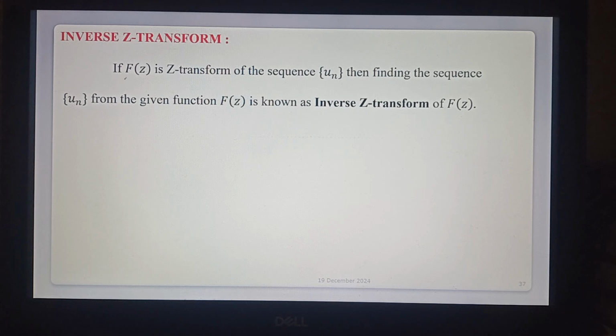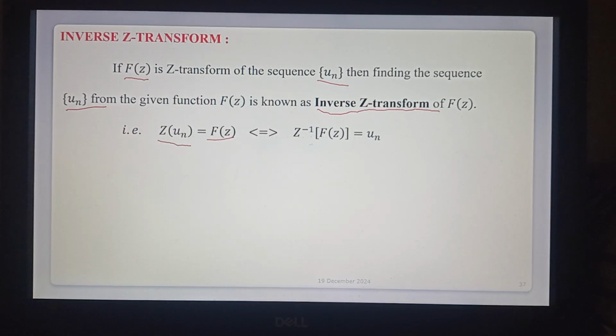F of z is the Z transform of the sequence u n. Now finding the sequence u n from the given function is known as the inverse Z transform of F of z. So Z transform of u n is equal to F of z, then Z inverse of F of z is equal to u n. So given F of z, applying the inverse, we have to find the sequence.